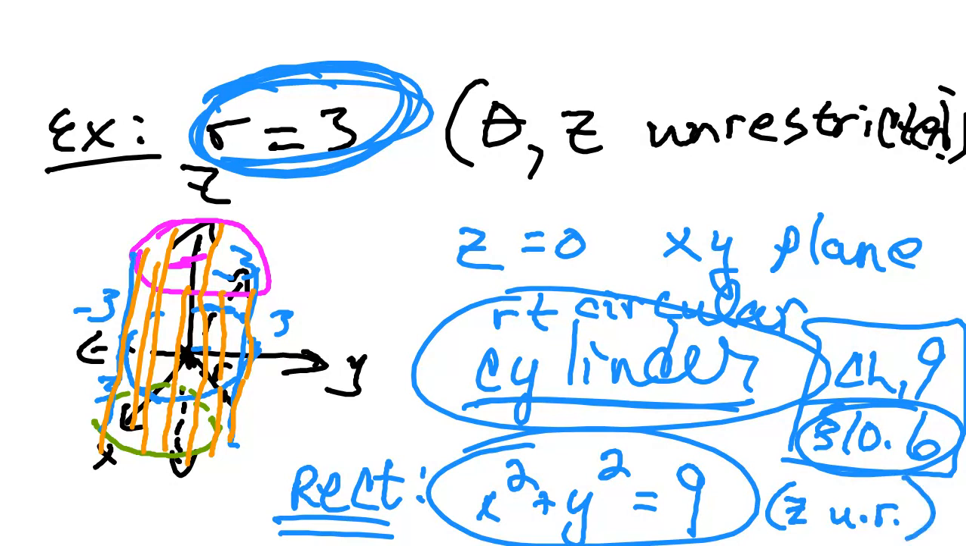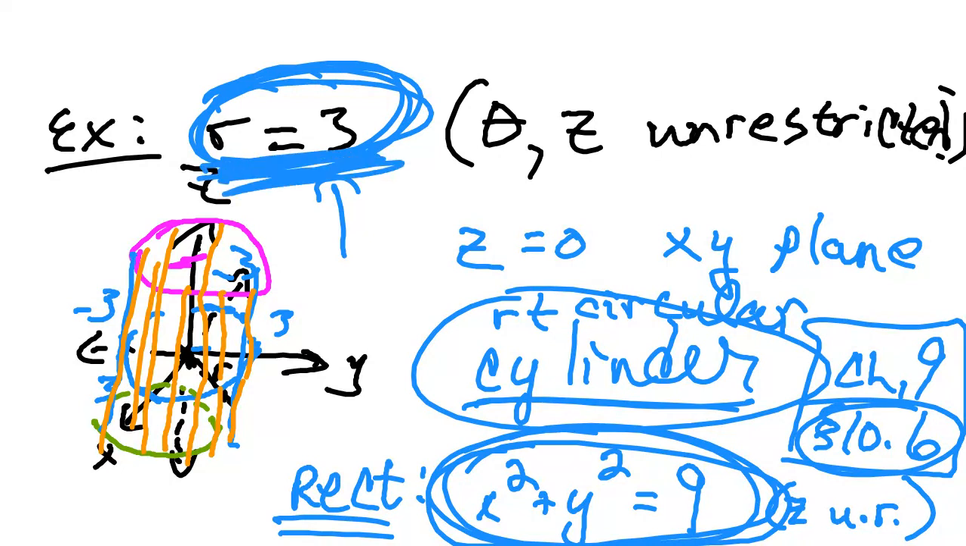Anyway, z is unrestricted here, so it can be as high or as low as it wants, but we're always going to get a circle no matter what the value of z is, whether it's the purple circle at z equals 5, or the green circle at z equals -5, or the blue circle at z equals 0, right? We're always going to get that. But which one is easier? This is actually an easier formula, r equals 3, when we compare it to the rectangular version of this, which is x squared plus y squared equals 9.